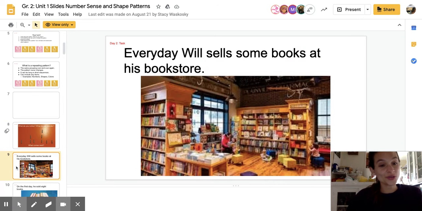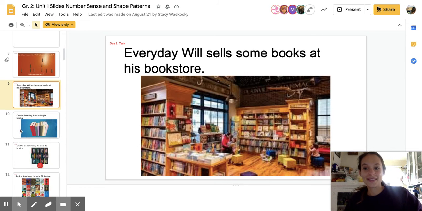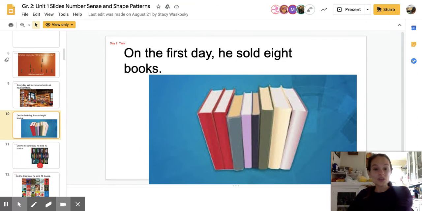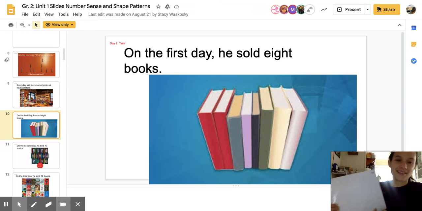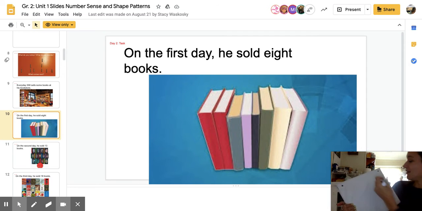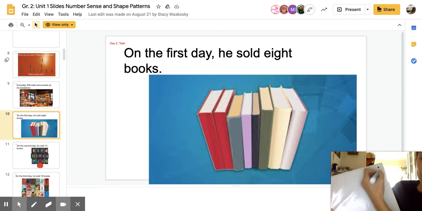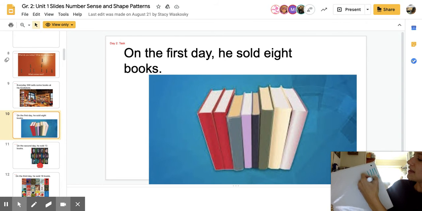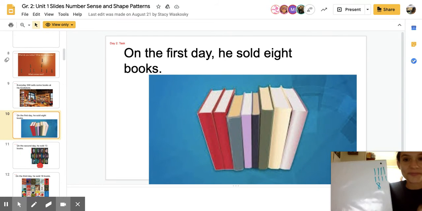Now we're going to imagine that William in our class has a bookstore, and every day William sells some books at his bookstore. On the first day, he sold 8 books. So I am going to write the number 8 here. This isn't really a whiteboard, but I'm trying to make it work. Instead of drawing actual books, I'm just going to make lines because it's faster. 1, 2, 3, 4, 5, 6, 7, 8. 8 books on the first day.